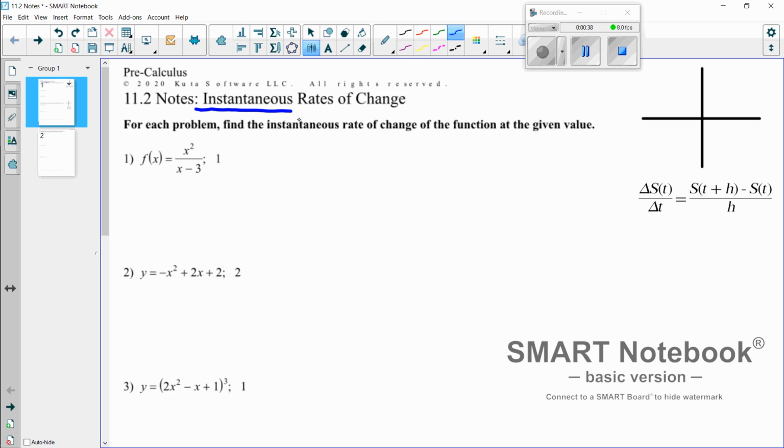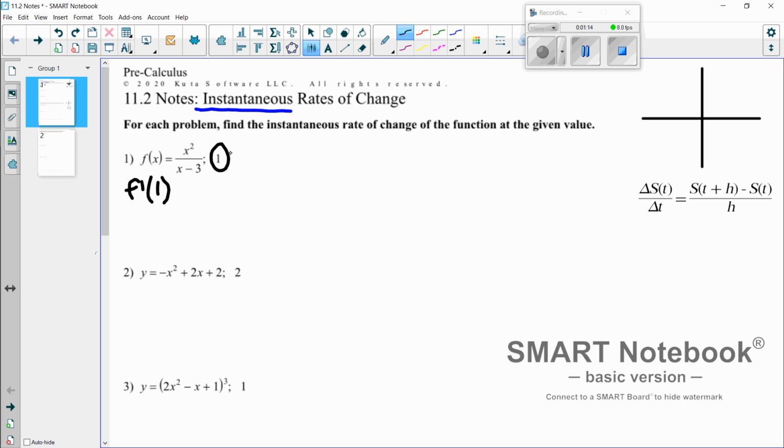I'll tell you right now, the way we're going to find the instantaneous rate of change of the function at the given value is something we've already done before. It's going to be f prime, the derivative of the function at the given value, which is 1 here. So we're going to end up finding the derivative and then plugging in 1 to find the instantaneous rate of change, and that's it. We've done that before even. I think we first did that in 10.1. So not a lot new.